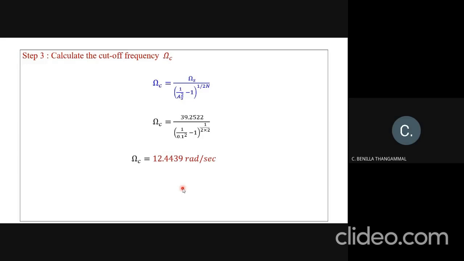Step 4 is to get your normalized transfer function. N is even, so get your normalized transfer function here. Right. Step 5, you get your unnormalized transfer function, H of s, by replacing your s by omega c by s, because here they ask you to design your high pass filter, right?